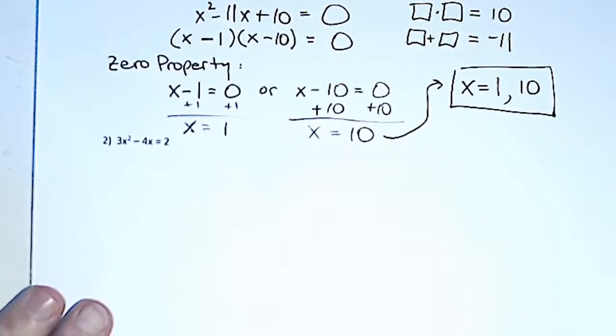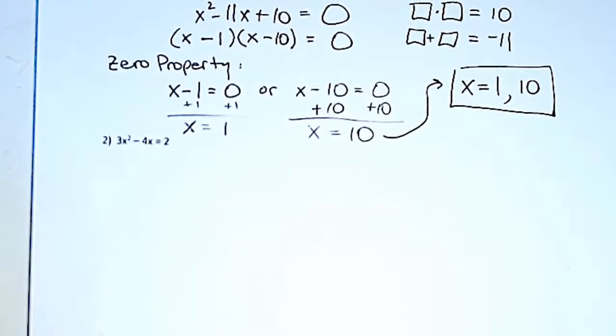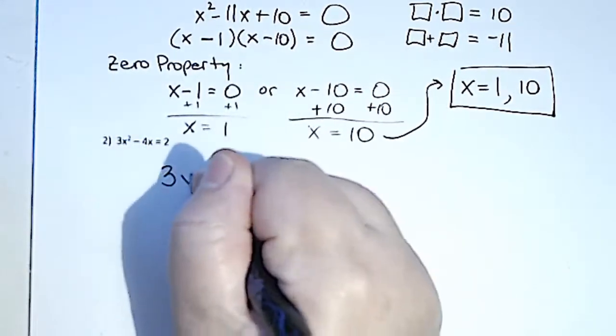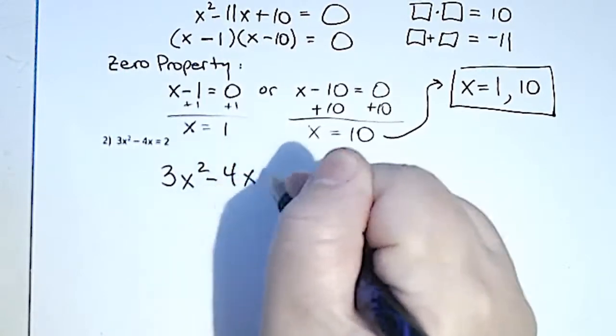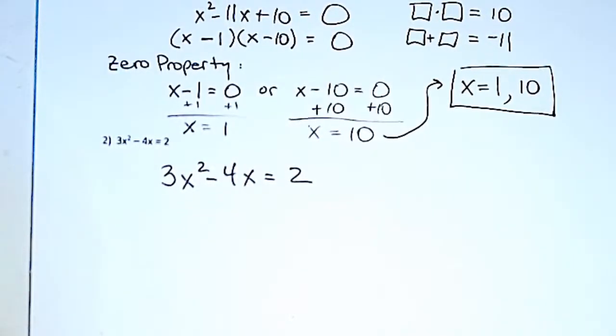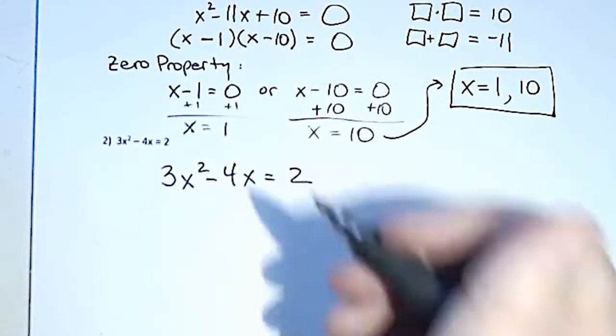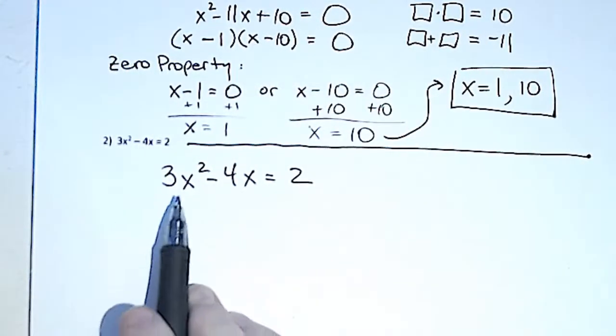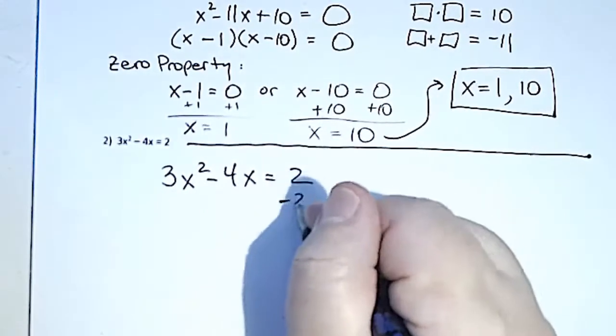Okay, now we've got another problem. 3x squared minus 4x equals 2. And again, the first trick will be to recognize this is quadratic. And this is quadratic because of the x squared. We've got the 3x squared there. So I'm going to move everything over to one side.